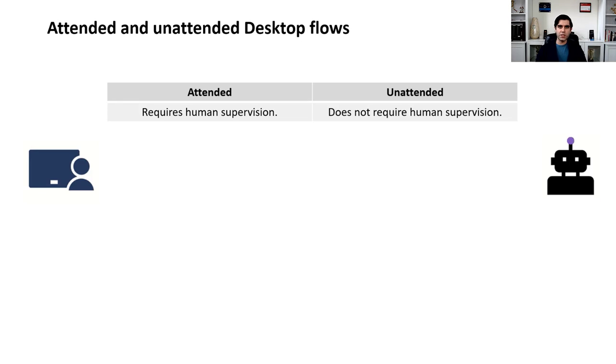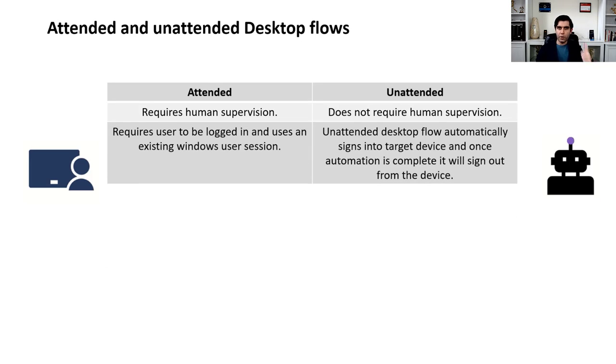When your robotic process automation runs, you can run it in two modes, in an attended fashion or in an unattended fashion. Attended means it requires human supervision. Someone needs to be in attendance in order for that flow to run. On the other side, an unattended flow more acts like a bot because it does not require any human supervision. So attended requires a user to be logged in and uses an existing Windows user session. Unattended desktop flow automatically signs in to the target device, and once the automation is complete, it will sign out once the job is complete.